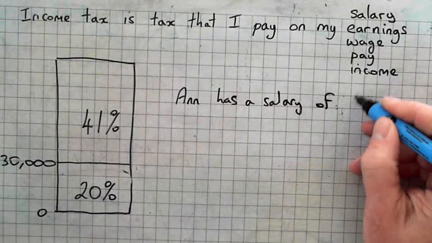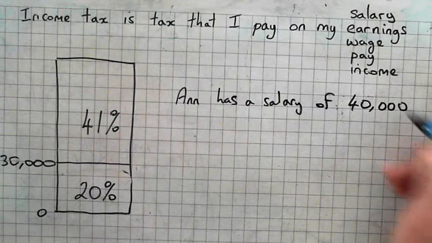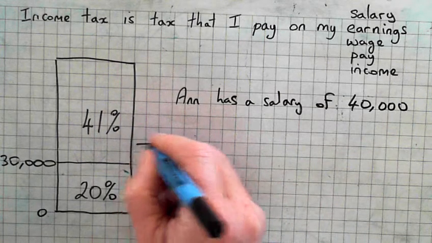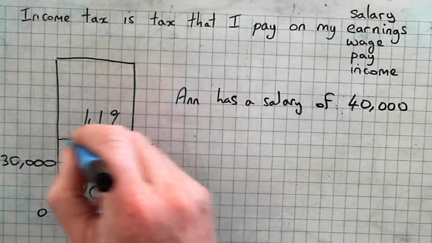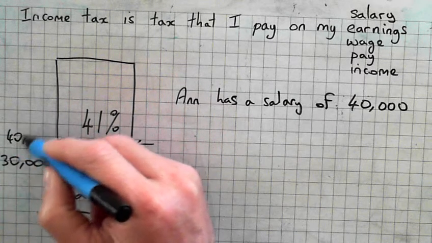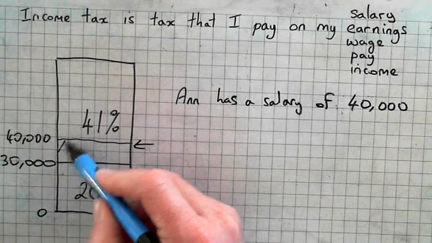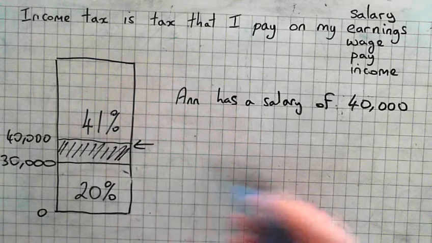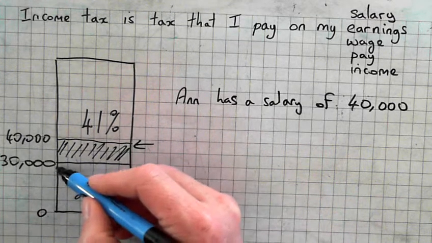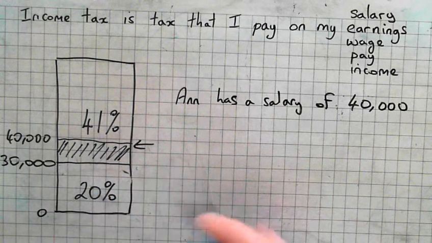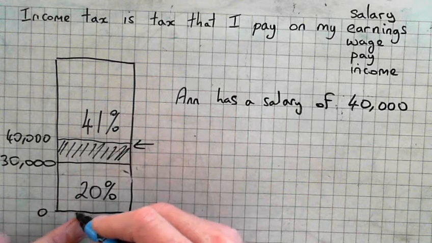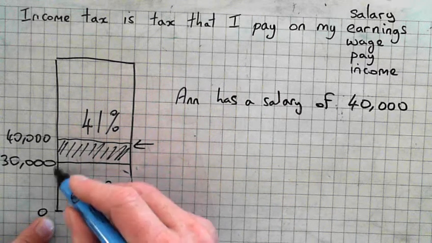Alright, but what happens if you go above this cut-off point, which is 30,000? What happens if it's 40,000? So 40,000 is up here. So up to 40,000. How much did she go over the 30,000 by? 10. And underneath this line is 30, isn't it? So we'll do the bottom bit first. So she definitely earns 0 to 30,000.